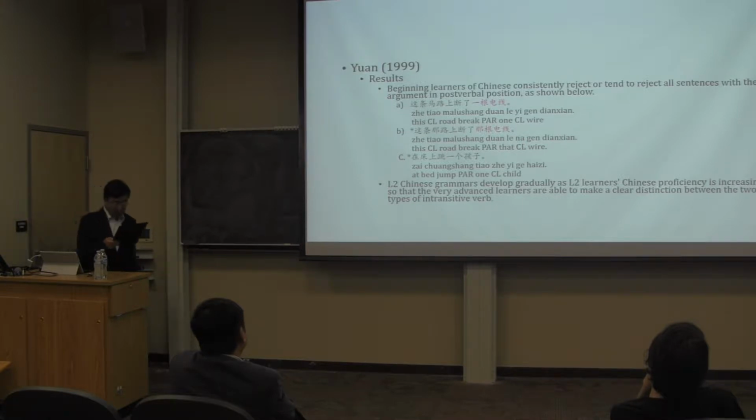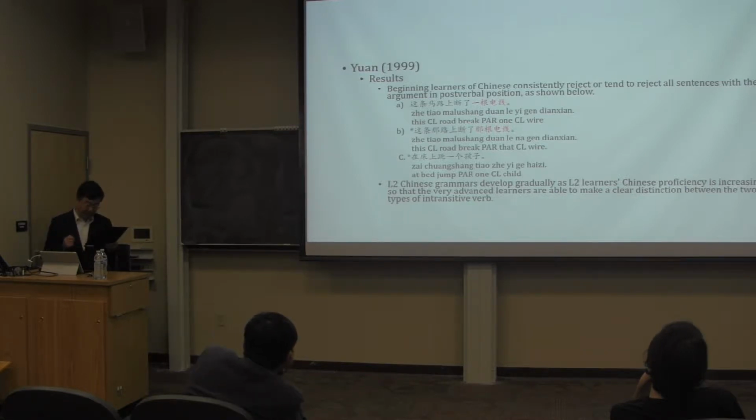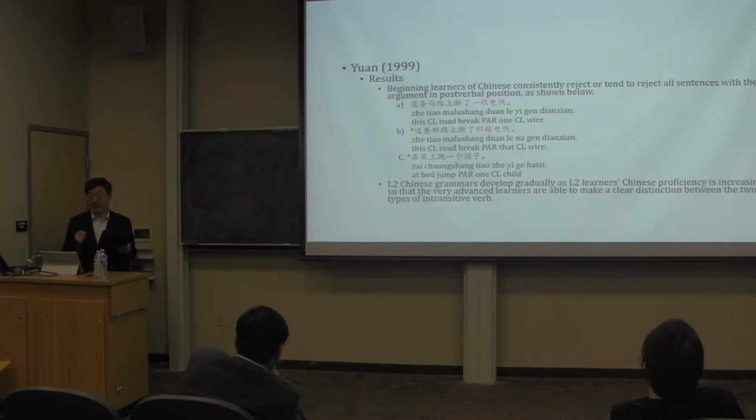So results show that beginning learners of Chinese consistently reject or tend to reject all sentences with the argument in post-verbal position, including the correct Chinese sentences. So in the 3 sentences here, sentence A and B make a contrast. 断 is an unaccusative indicating change of state. When the internal argument is indefinite, it can stay in the object position as shown in A. 这条马路上断了一根电线 is indefinite, so it can stay in the object position.